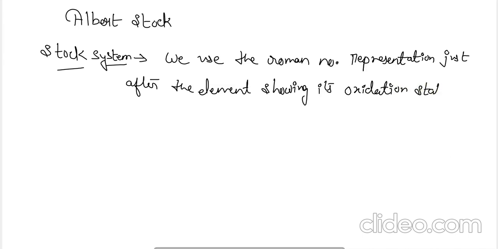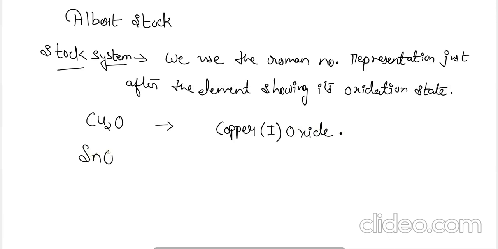Okay, so nowadays we are using rules such as for Cu2O. For naming this compound, we will use the rule of the Stock system. According to that, the name will be copper. Here, the oxidation state for copper is 1, so representing it by a Roman number, the name will be copper(I) oxide. Similarly, SnO, that is tin oxide. Here the oxidation state for tin is +2, so the name will be tin(II) oxide.